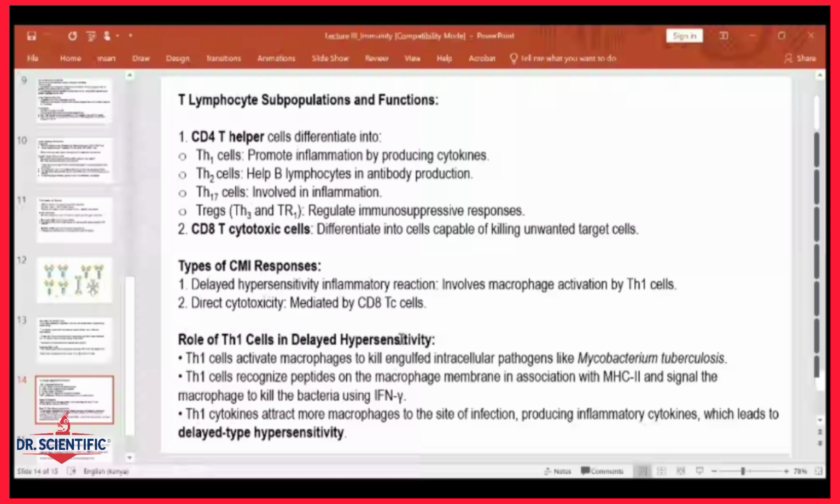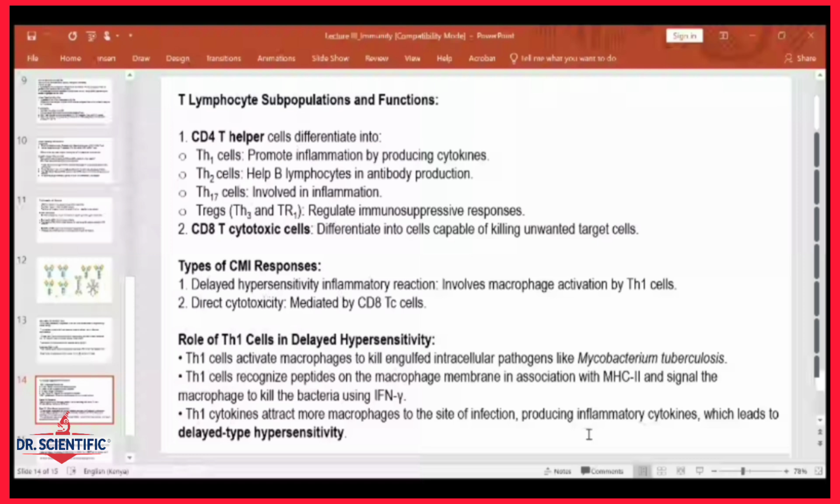I don't want to dwell on delayed hypersensitivity because we are going to talk about hypersensitivity in future. We have a whole topic on it, so we'll discuss it in detail. There are four types of hypersensitivity, and I think only one is not cell mediated. The rest are cell mediated: type 1, type 2, type 3, type 4.